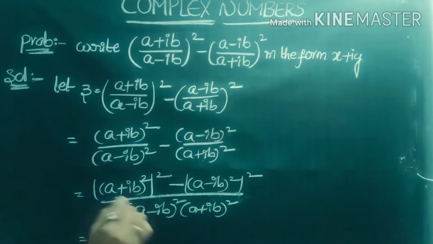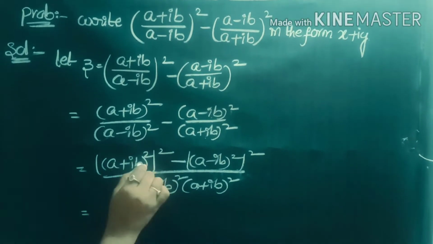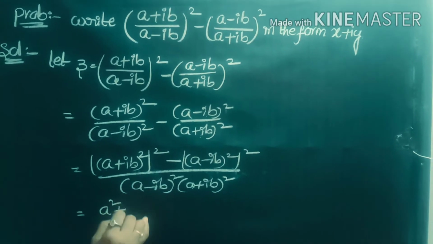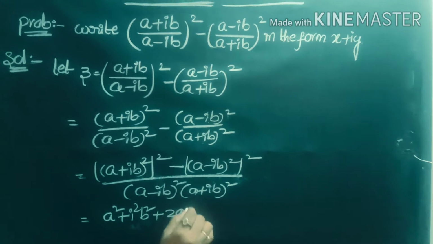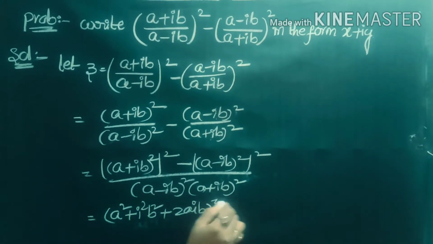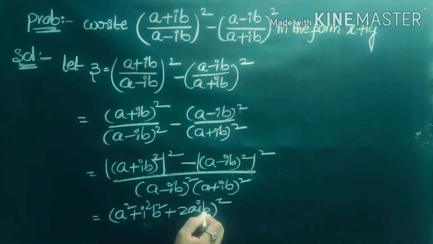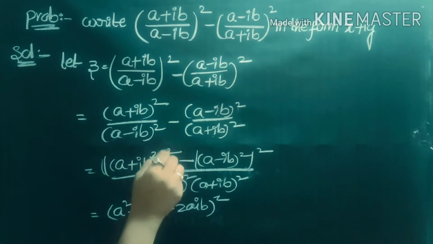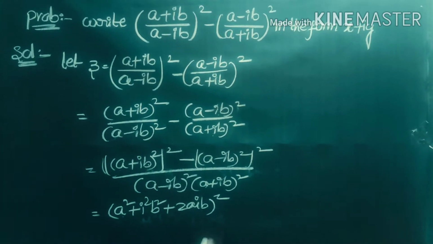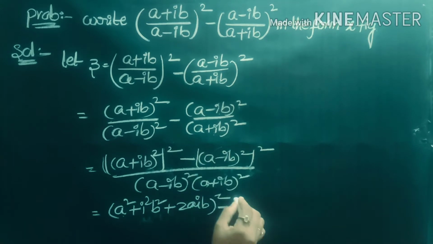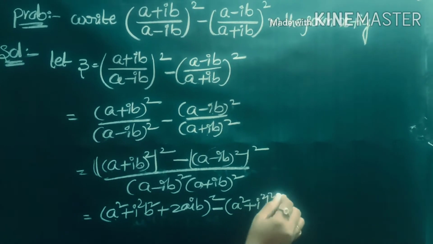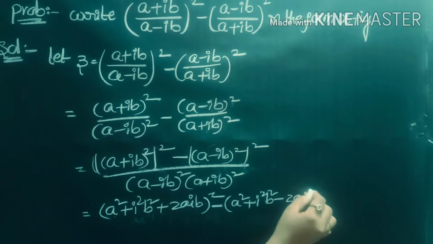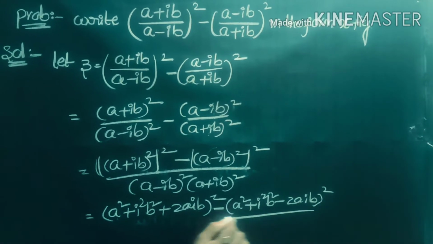In the next step we take the expansion of (a + ib)^2, which is a^2 + i^2 b^2 + 2a into ib. This is the expansion of (a + ib)^2, and again we have another square here, whole square, minus, now taking the expansion of this inner value, a^2 + i^2 b^2 - 2a into ib, whole square, whole by.